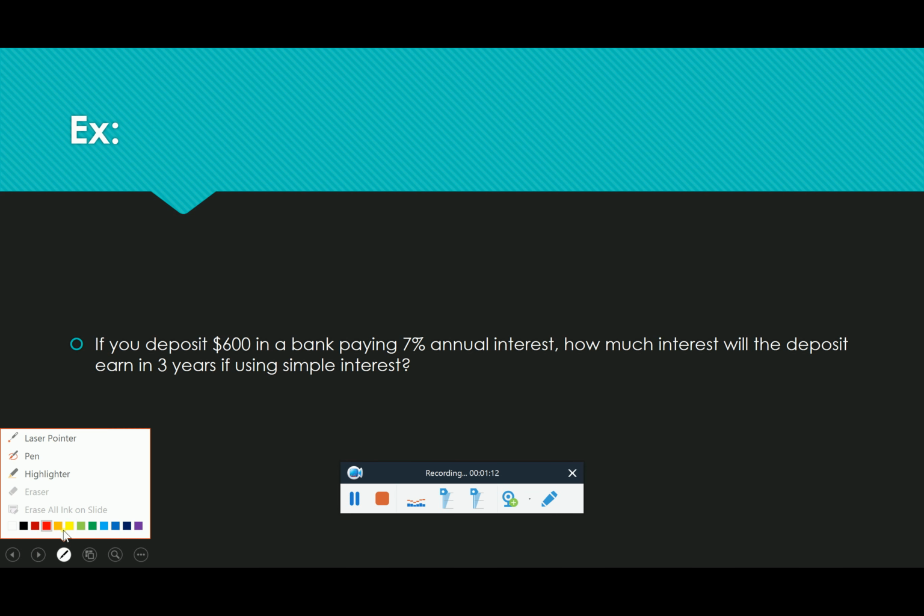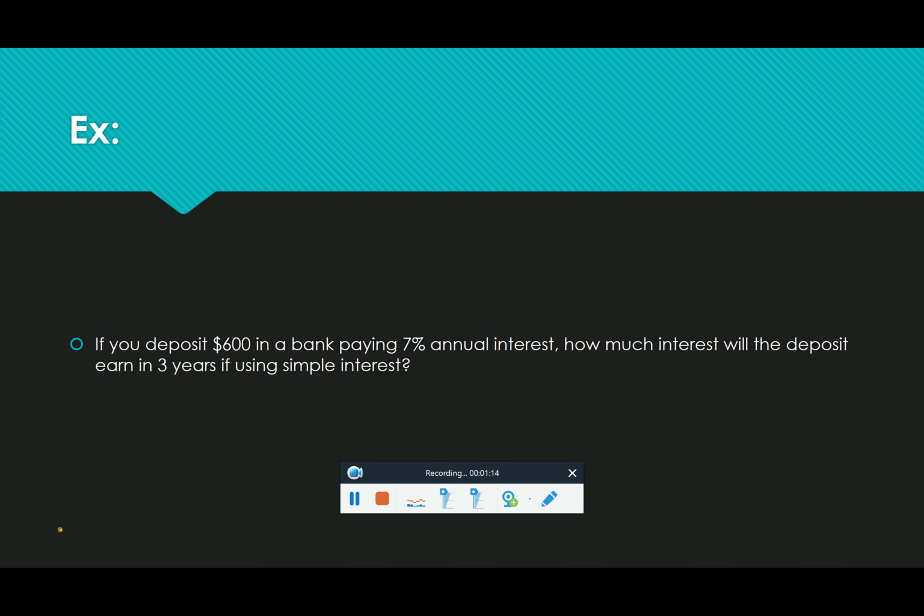All right, if I were to work this one out, you would do 600 times 0.07, because you changed 7% to a decimal, so we move it 2 places to the left. And then we're talking about 3 years. So we multiply all those, and you get 126. So if you leave this in the bank, you are going to end up with $126 in 3 years.